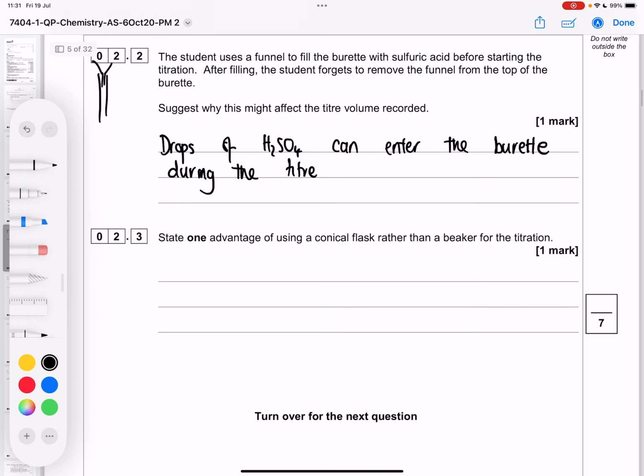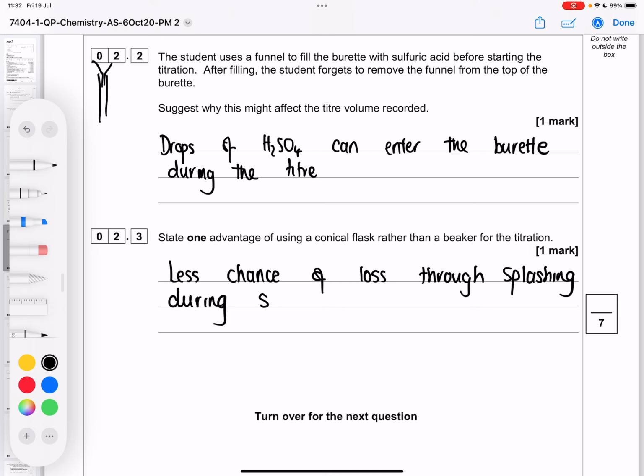State one advantage of using a conical flask rather than a beaker during a titration. Well, with a conical flask, you need to swirl during a titration, and a conical flask prevents loss through splashing, so losing the solution when you swirl. So we've got less chance of loss through splashing during swirling.